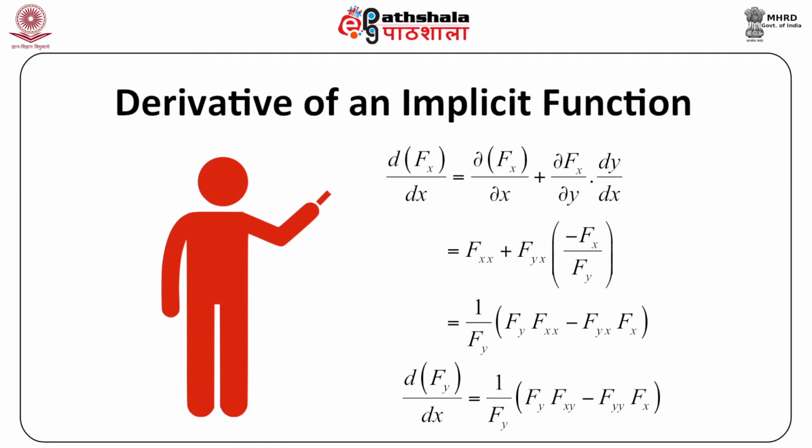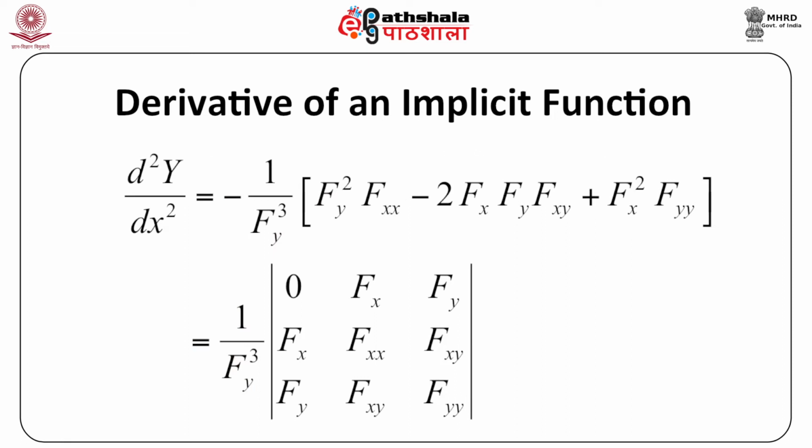Then using the chain rule, dFx/dx is equal to del Fx/del x plus del Fx/del y into dy/dx, which is equal to Fxx plus Fxy (minus Fx by Fy), which is equal to 1 by Fy (Fy Fxx minus Fxy Fx). Similarly, dFy/dx is equal to 1 by Fy (Fy Fyx minus Fyy Fx).